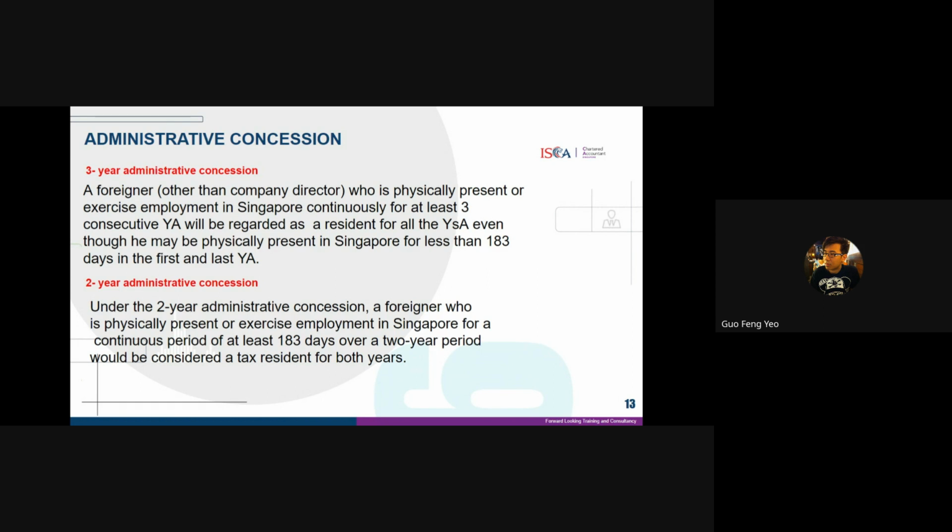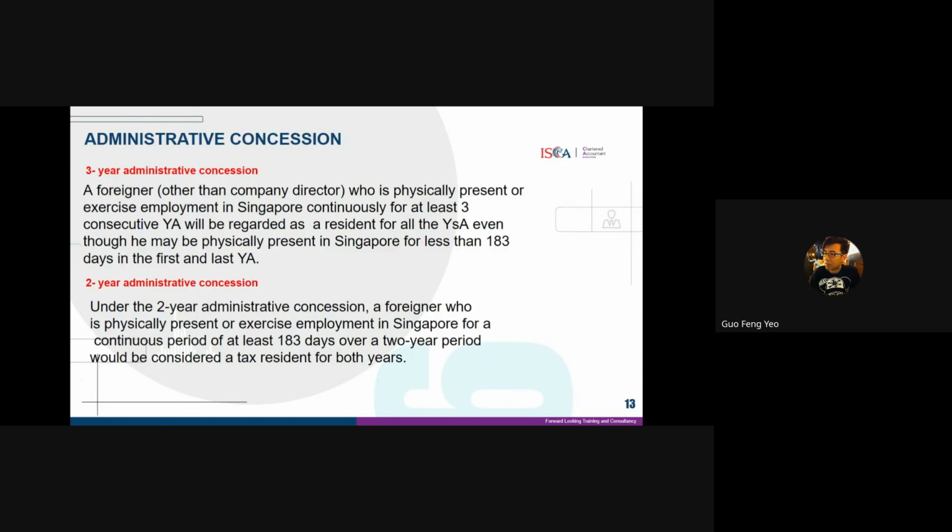As mentioned, companies hire individuals at the timing that they need for commercial purposes. It is not practical to expect the company to start employment at the start of the calendar year so that their expatriates or their employees who are not Singaporean would satisfy the 183 days requirement for exercising employment or being physically present in Singapore.